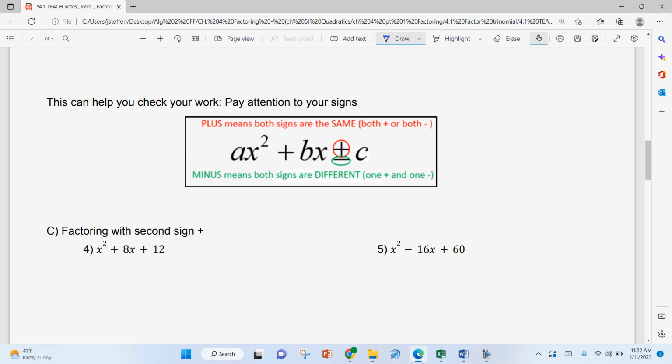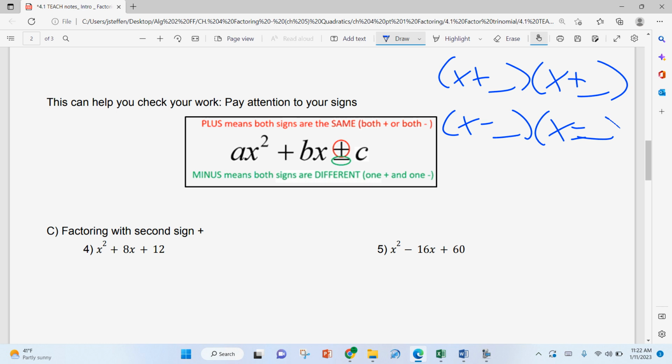Before I do these other ones, here's another way to check your work. There are teachers who teach it this way, and it's okay, but I would rather you pay attention to your positives and negatives. I think that's easier. If your second sign is a plus, that means both of your signs are going to be the same. Your answers are going to look like x plus a number, x plus a number, or the opposite, x minus a number, x minus a number. The signs are going to be the same. If your second sign is a minus, then your signs are going to be different. One's going to be plus, one's going to be minus. There are other things you can tell if you look hard at that, but I'm not going to go over them because I don't want to confuse you and throw too much at you.